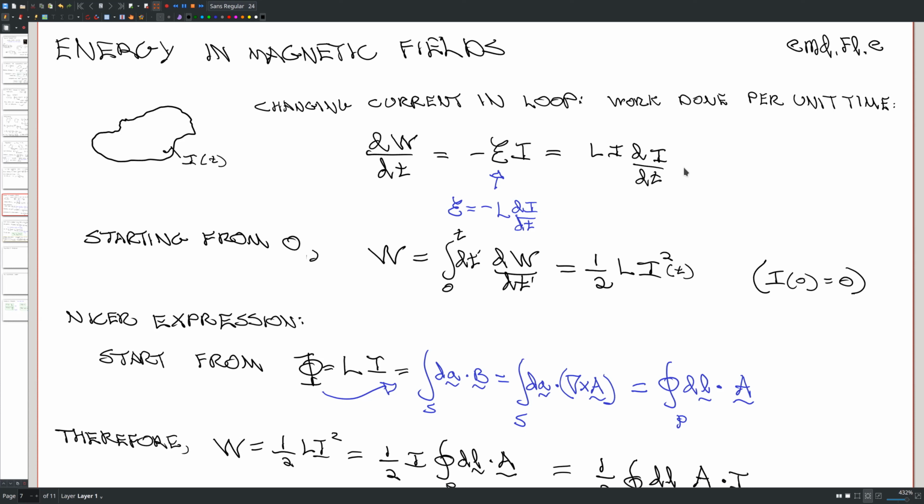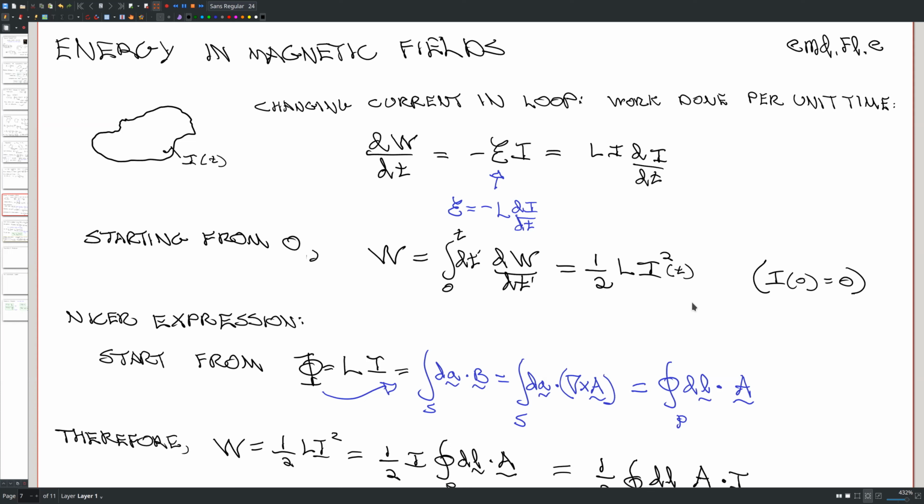And now, if I imagine the simple situation where I start from a loop with no current at t equal to 0, and I'm just integrating up to a point where I have a certain current, I at t, then I just need to integrate this, which is like a straightforward integral here. The energy that I've poured into the system in order to run current I is 1/2 times L times I squared, where L is the self-inductance of the loop. Okay, so that's the amount of work you need to do to bring up this current.